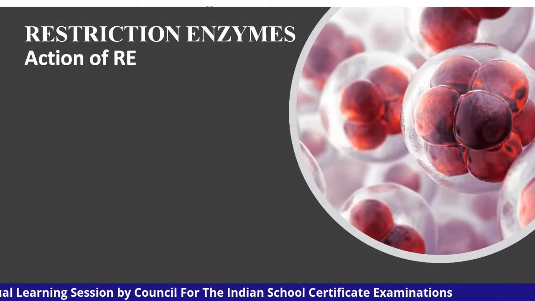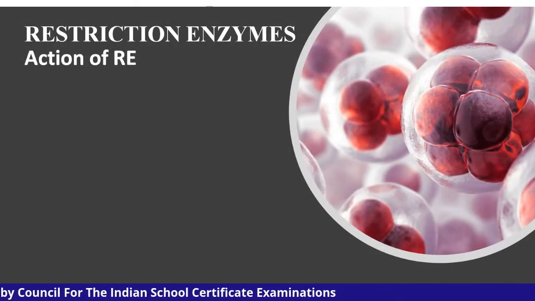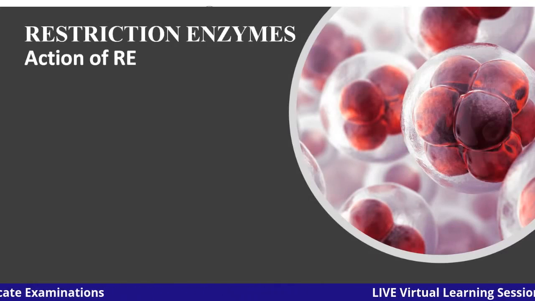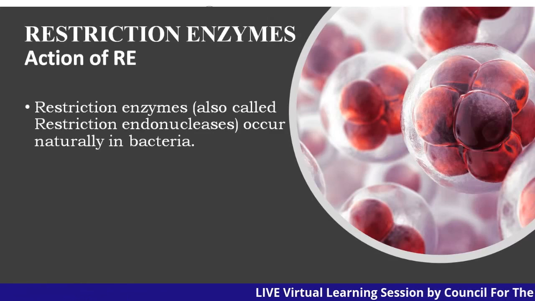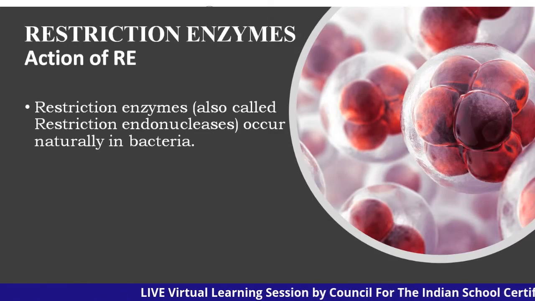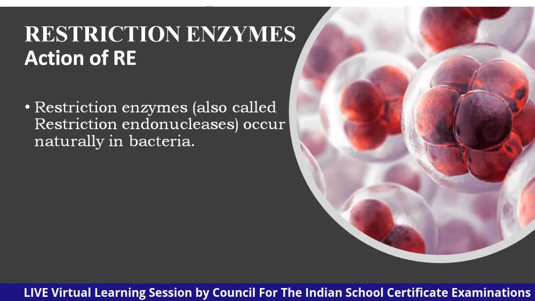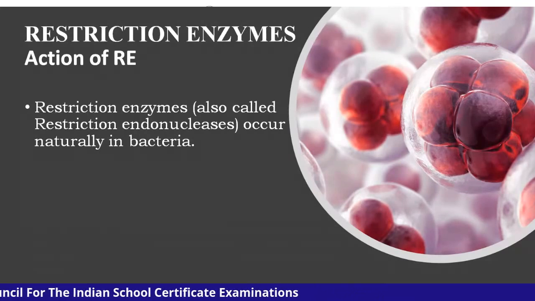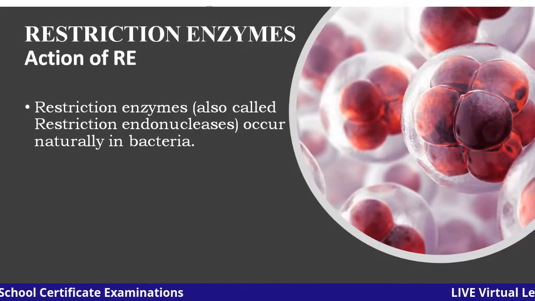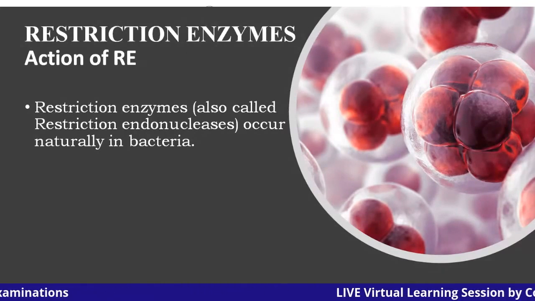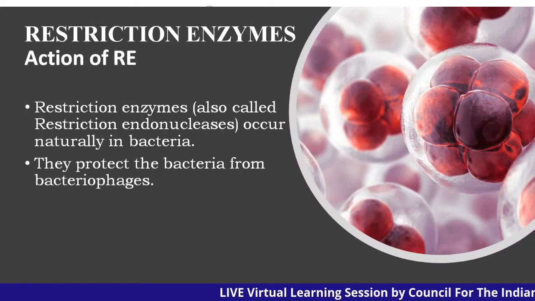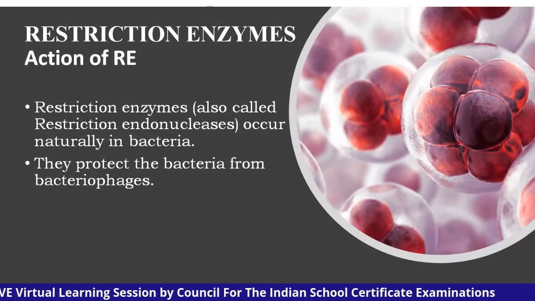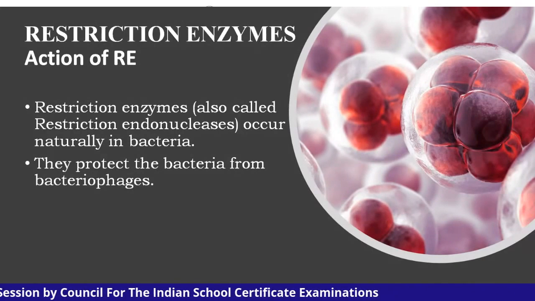For this, let's know something about the restriction enzymes. Restriction enzymes are also called restriction endonucleases. These restriction enzymes are naturally obtained from bacteria. So bacteria are the natural source. From different bacteria, these restriction enzymes are isolated. In the bacteria, they are meant to protect the bacteria from the action of bacteriophages.